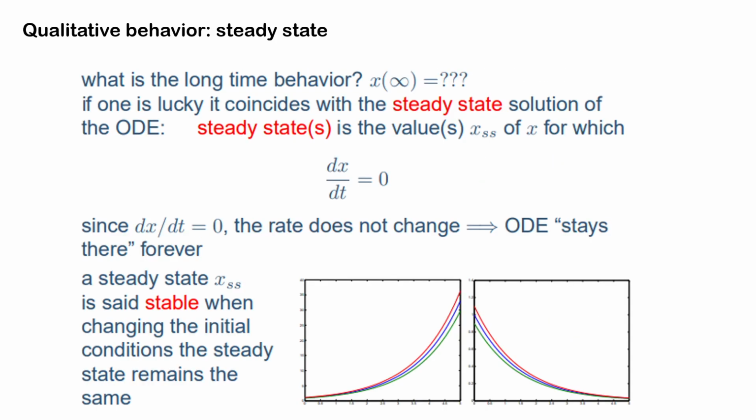Now, how do you characterize steady state in these kinds of ordinary differential equations? What does steady state determine? It determines a long-term behavior. So basically, what happens to x if t equals infinity? After a very large amount of time, what is the state of x? This is what steady state determines. So, if one is lucky, it coincides with the steady state of the solution of the ODE. That is the steady state value given as x_ss, for which dx/dt is equal to zero.